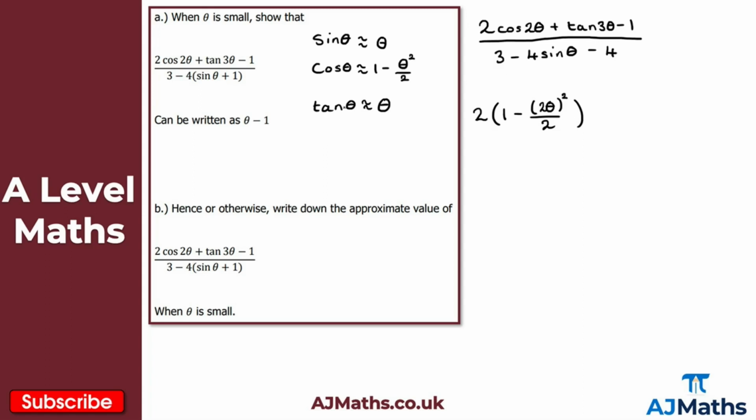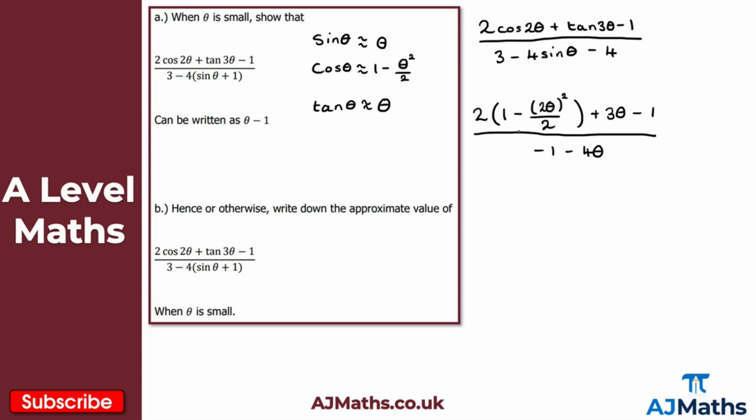Again, the tan theta approximation is for when my argument is simply theta. If my argument is 3 theta, then my approximation will be 3 theta. So we get plus 3 theta, then minus 1. That's all over 3 minus 4, so that's minus 1. Then minus 4 sine theta, so that's minus 4 times theta, giving me minus 4 theta.